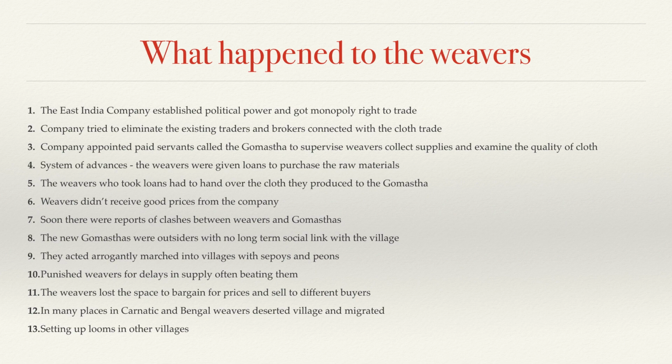What happened to the weavers when Britishers came in India? The industrialization in India began with the coming of the Britishers in India. The East India Company established the political power and got monopoly right to trade. The Company tried to eliminate the existing traders and brokers connected with the cloth trade. The Company eliminated the other companies like Dutch, French, etc.